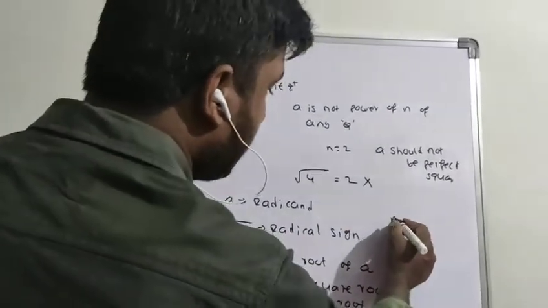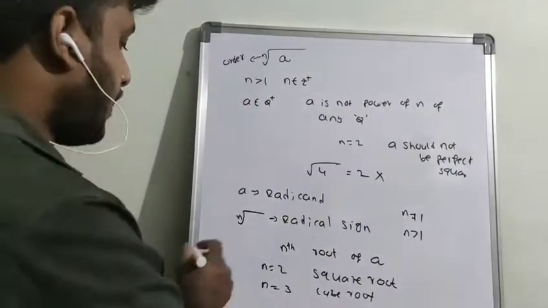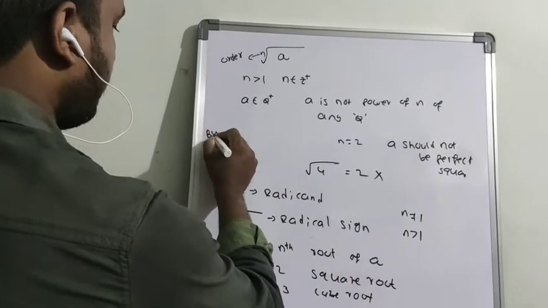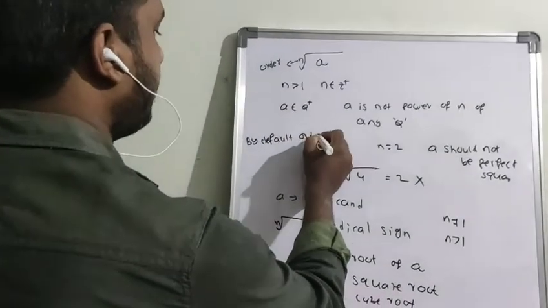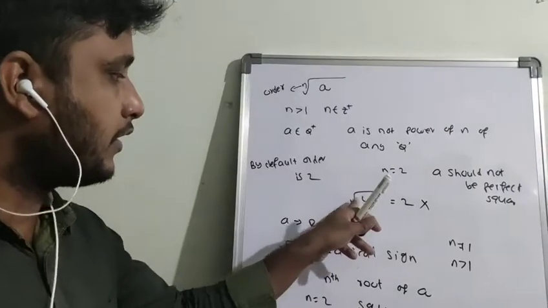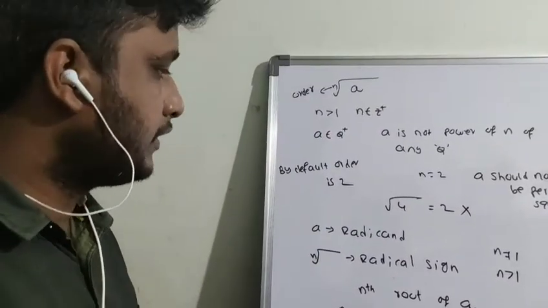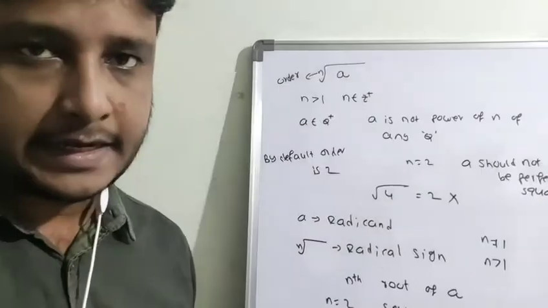And n is not equal to 1, so n should be greater than 1. And by default, the order is 2. That means if there is no order written, then we have to consider it as 2. Okay, so this is the definition of a surd or radicand.